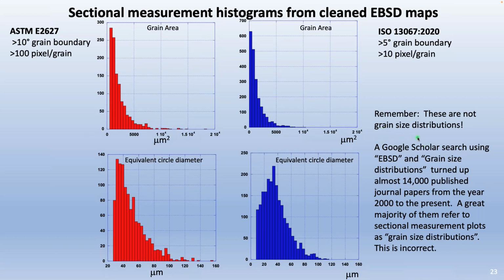So I boldly went out to Google Scholar using the terms EBSD and grain size distribution and turned up almost 14,000 published journal papers from the year 2000 to present. I then went back in and read some of them, and I would say the vast majority of them referred to sectional measurement plots as grain size distributions. And of course, this is incorrect. And we know it's incorrect, but it's done quite often in the literature now.